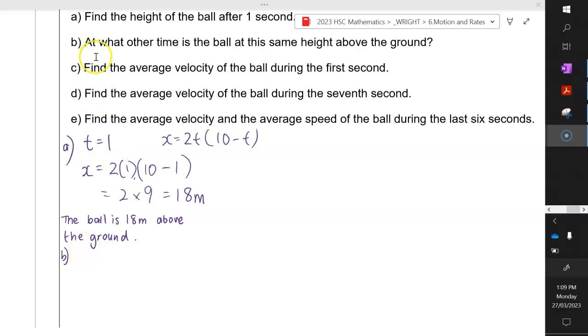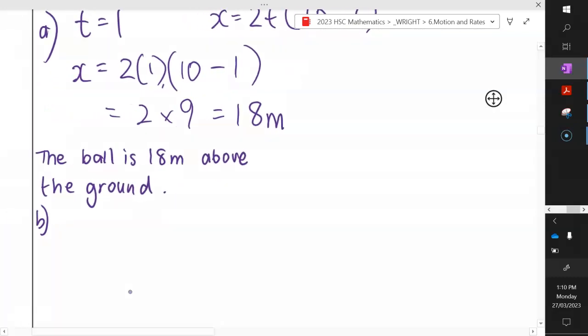Okay, part B. At what other time is the ball at this same height above the ground? So we want to know when x is equal to 18, at what other time? So we're going to solve for time is what we want to do here.